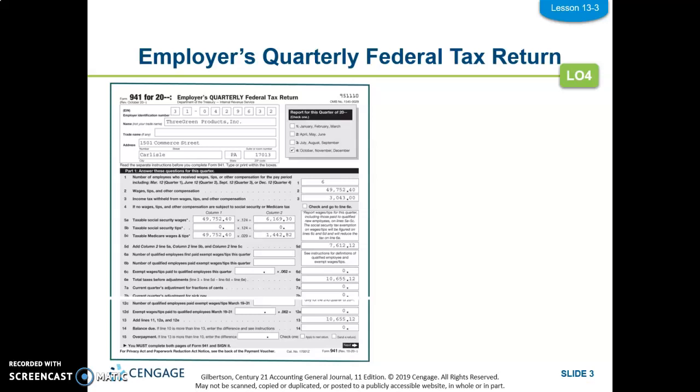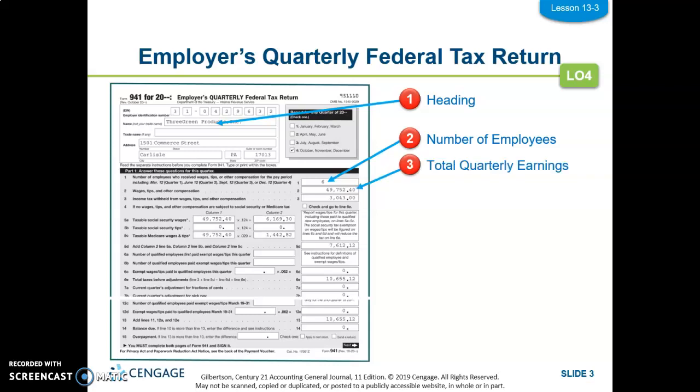The last thing is all this information is going to come from the employee earnings record, or we are going to fill it out as we are going. If you look through this form, first I'm going to put the heading, the name of the company. Then the number of employees is listed on line 1 of the form. On line 2, I put my total quarterly earnings, which comes from our earnings records or payroll register for all employees.